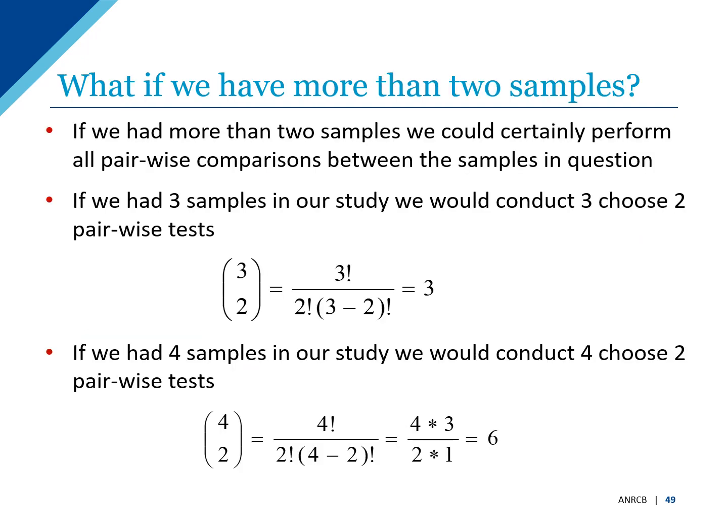What if we have more than two samples? We can still perform all pairwise comparisons between the samples in question. If we had 3 samples in our study, we could conduct 3 pairwise tests between 2 groups each. For 4 groups, we could conduct 4 pairwise tests, and so on.